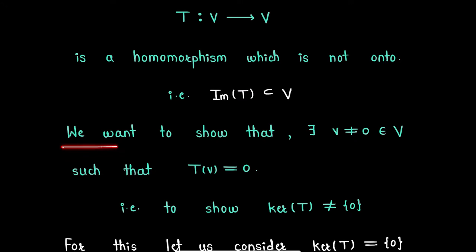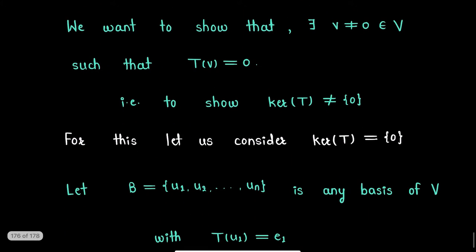Now here we want to show that there exists some non-zero vector, say v, in vector space V, such that the image of v under T is the zero vector in V. That is to show the kernel of homomorphism T is not the singleton zero vector, that is, there exists some non-zero vector in the kernel of T. For this we will consider that the kernel of T is the singleton 0. That is, we are going to consider there does not exist any non-zero vector in kernel T.